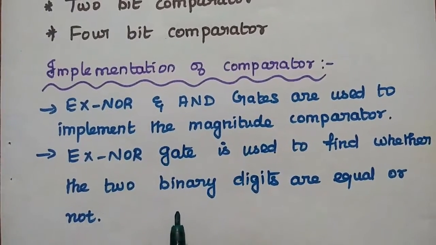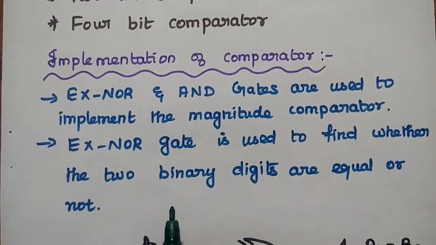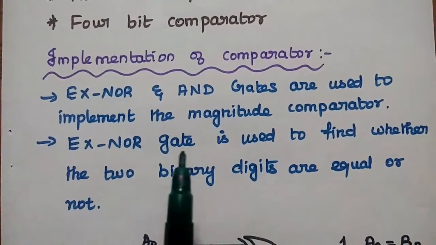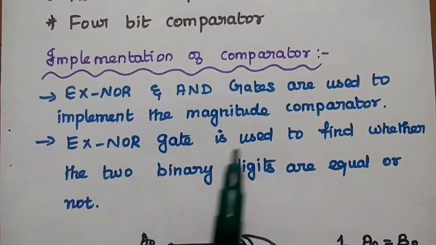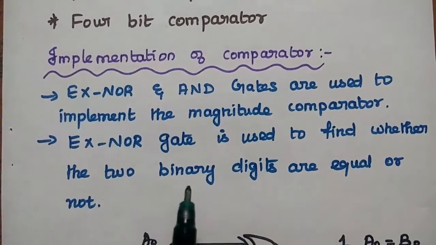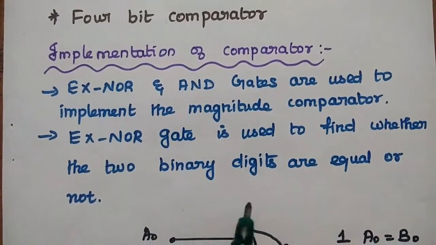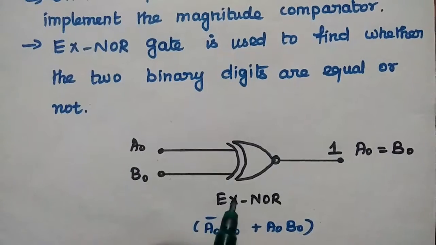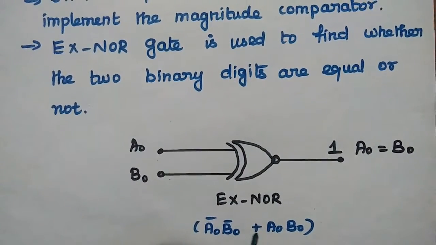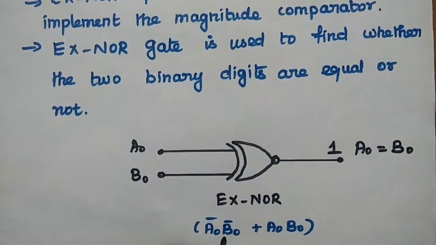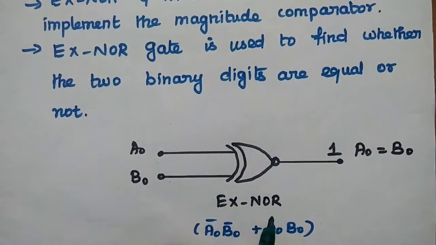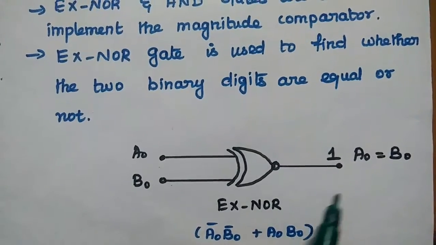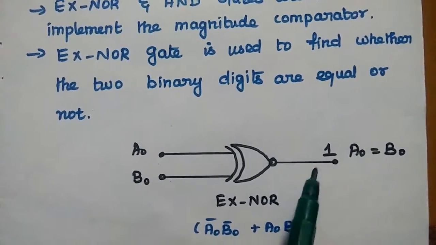In order to implement the comparator circuit, we need XNOR gates and AND gates. Here, the XNOR gate is used to find whether the two binary digits are equal or not, because we know that the operation of XNOR is A bar B bar plus AB. That is the operation of the XNOR gate. If both the inputs are equal, then only we obtain the output as 1.